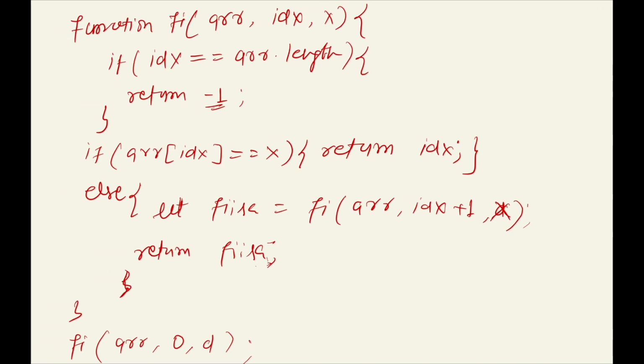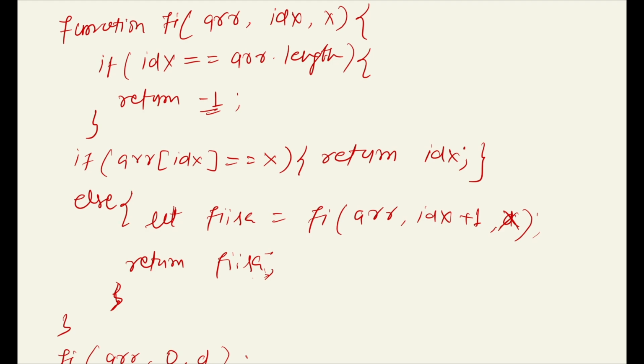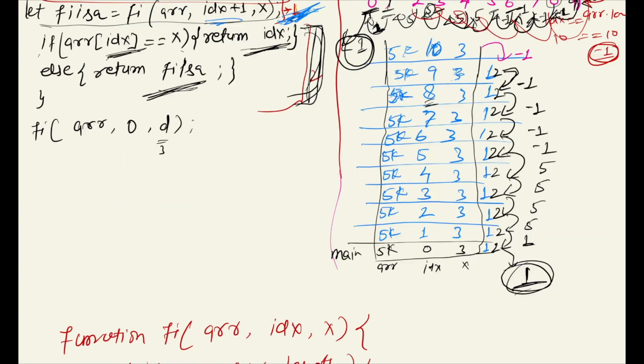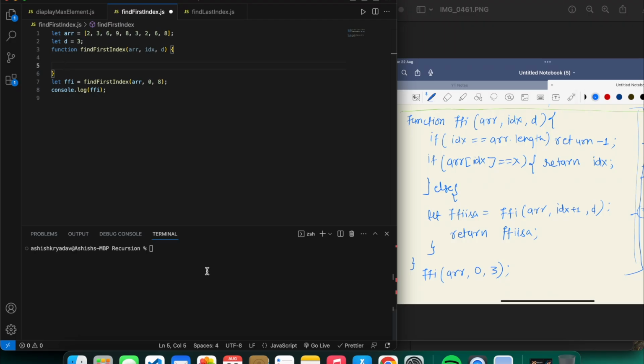So we will implement the practical implementation in VS Code. Here we are going to see the live implementation of find first index. Here is the whole program which we recently created. We define an array in which we have the elements which we discussed in our examples, and the value of d means the variable which we need to find.